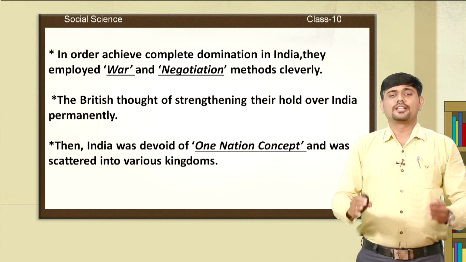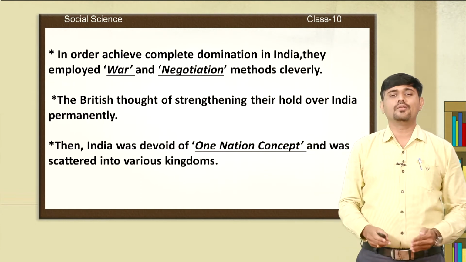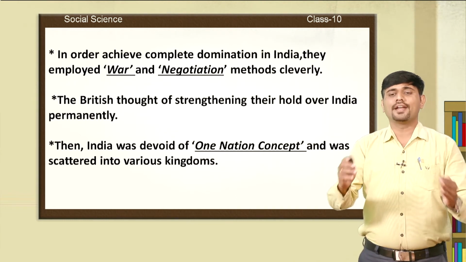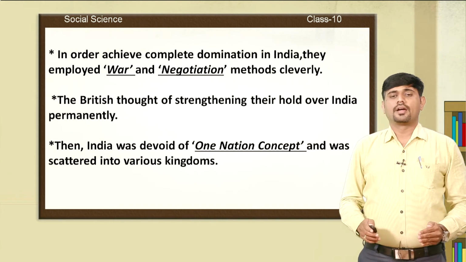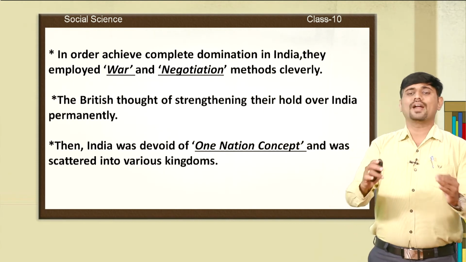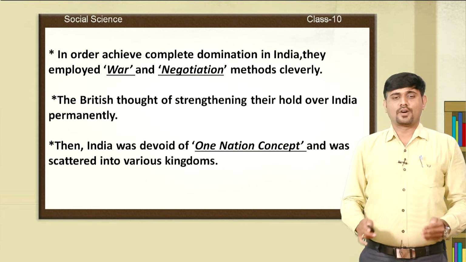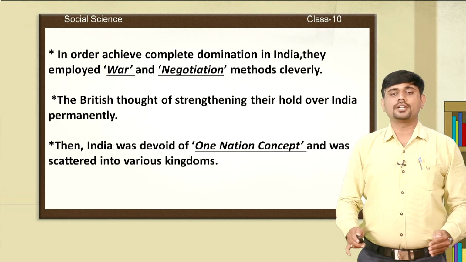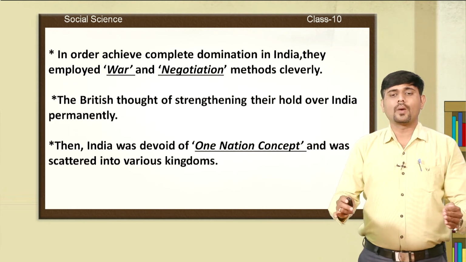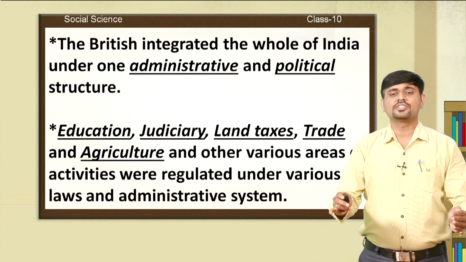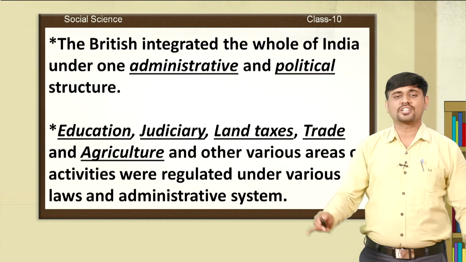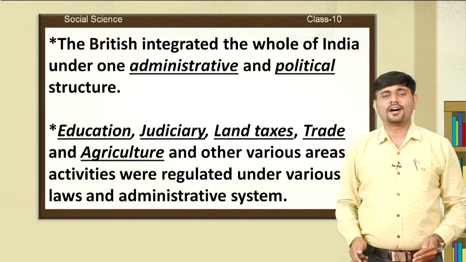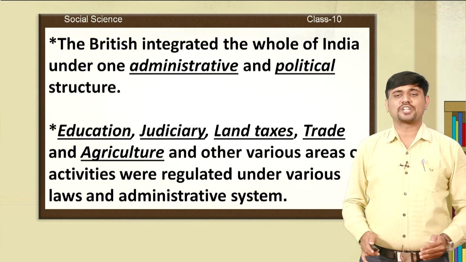With all this, the British thought of strengthening their hold over India permanently. By then, India was devoid of the one nation concept. It means India lacked the one nation concept and was scattered into various kingdoms. And the British decided to bring India under one political stream, one administration system, and one economic structure of the country. The British integrated the whole of India under one administrative and political structure.